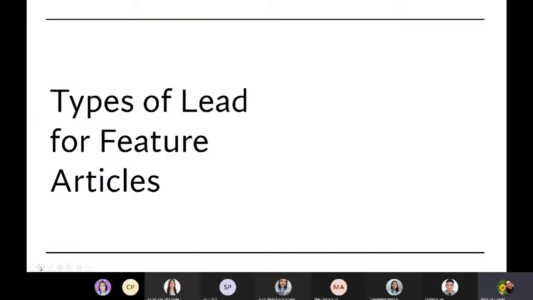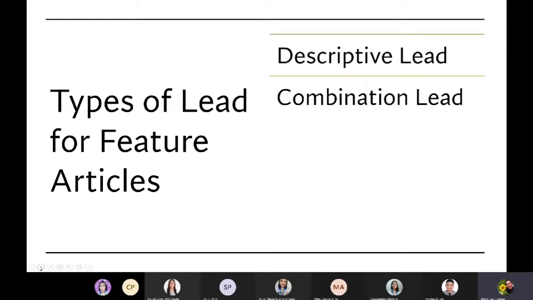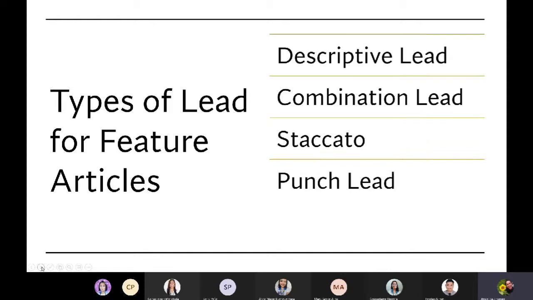So, types of leads. I put that. We have also descriptive. Combination. When we talk about the combination, pag sinamasama nyo, gusto nyo pag samahin yung question, tsaka quotation, descriptive, tsaka yung narrative. Okay? Staccato, punch lead, and the contrast lead.